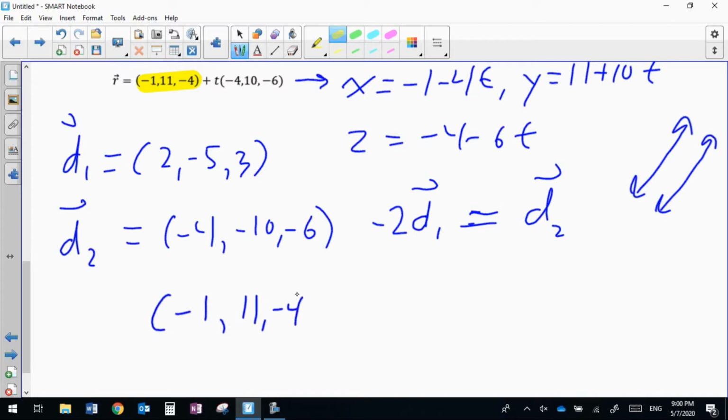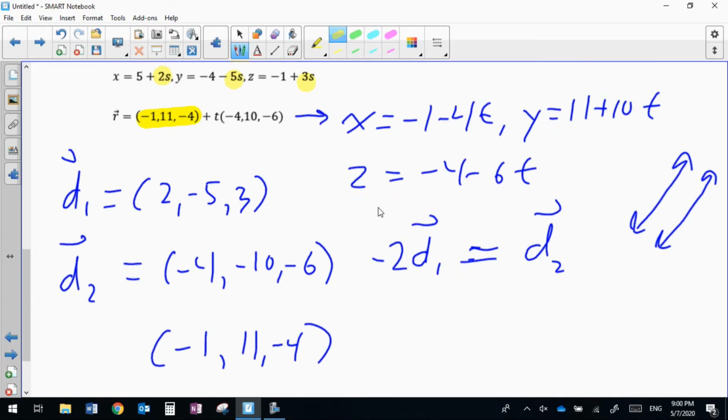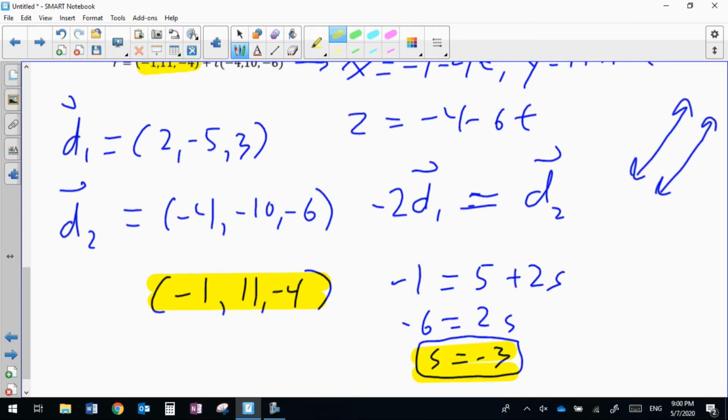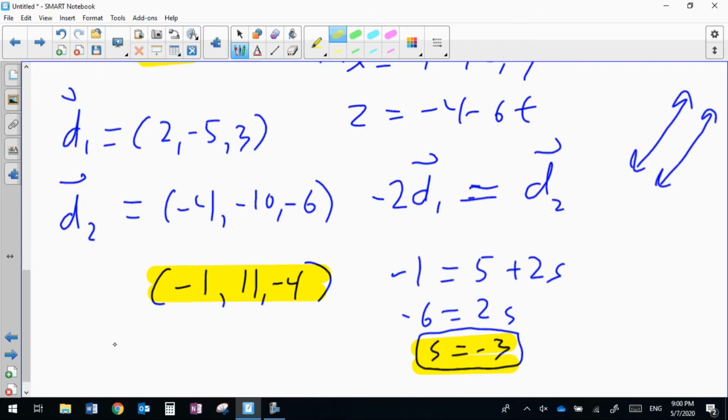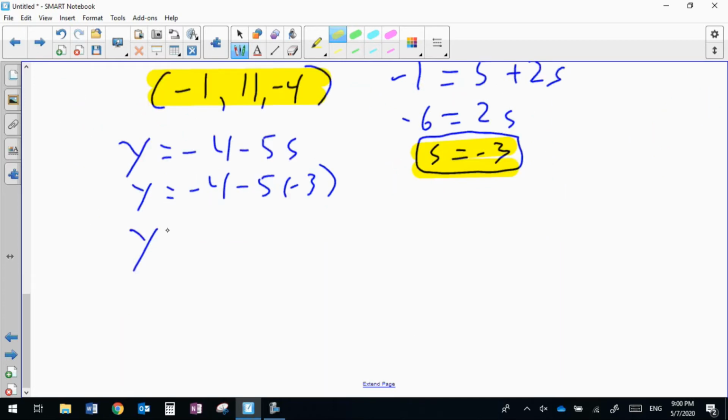Let's start by assuming that it is. Well, if it is, then x equals 5 plus 2s. It means -1 equals 5 plus 2s, or -6 equals 2s, and s is equal to -3. So if this point belongs to line 1, then it must be that s is equal to -3. Let's solve for y. y is -4 subtract 5s, and s is -3, so we get y equals -4 subtract 5 times -3. That's -4 plus 15, which is 11.